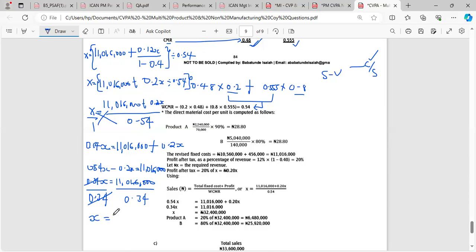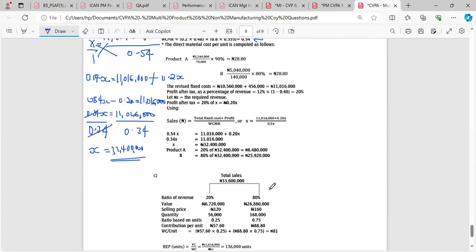Wow, 32 million. We'll check whether we are correct. 32,400,000. That's what I'm getting. Are you sure that's what you are getting? 32,400,000. This is my x. Let's check where they solved theirs. ICAN, where are you? Okay, correct. So this is that 32,400,000.